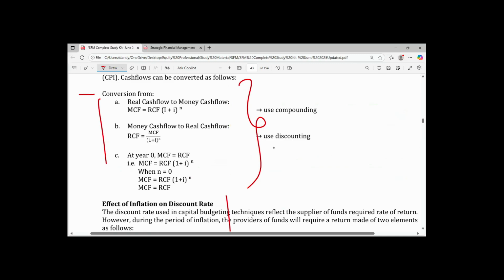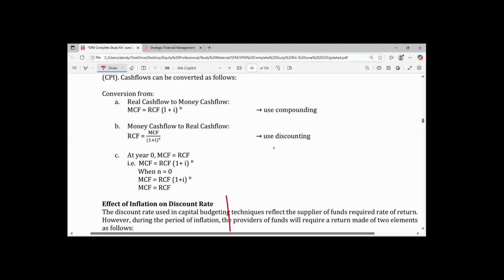Now, if you want to convert money cash flow to real cash flow, let's say, for example, in a question you are given money cash flow and you want to calculate real cash flow. When you want to convert money cash flow to real cash flow, that means you are discounting, because you have already said that money cash flow is a cash flow that includes the impact of inflation. Money cash flow has already been inflated. So if you want to convert it to real cash flow, that means you need to discount the money cash flow to its real cash flow equivalent.